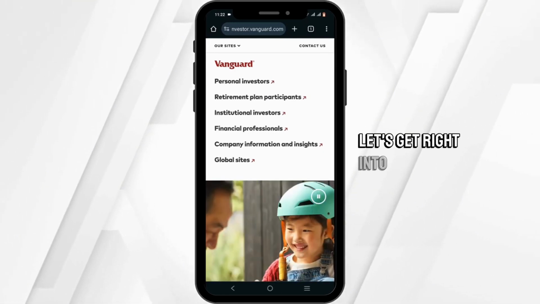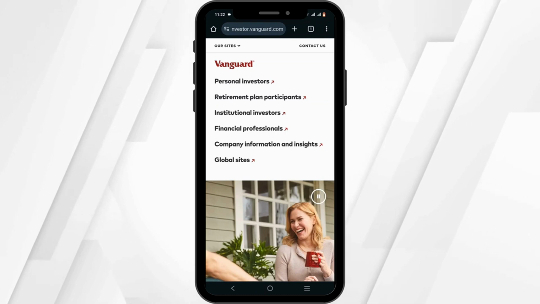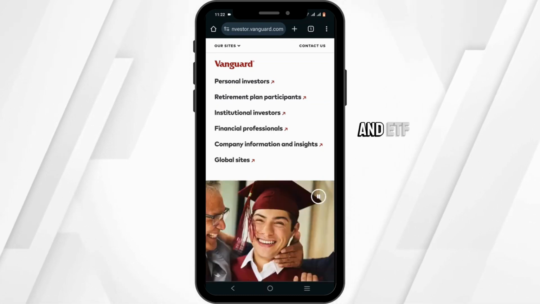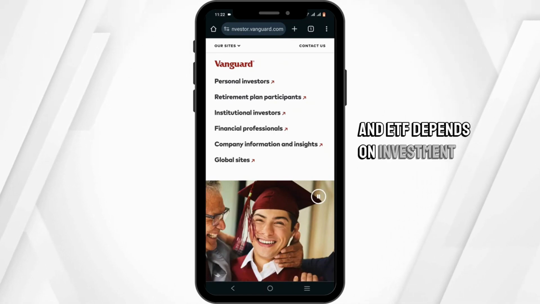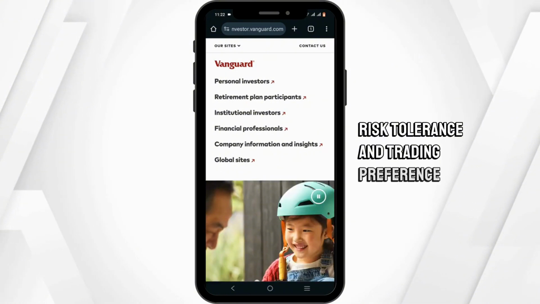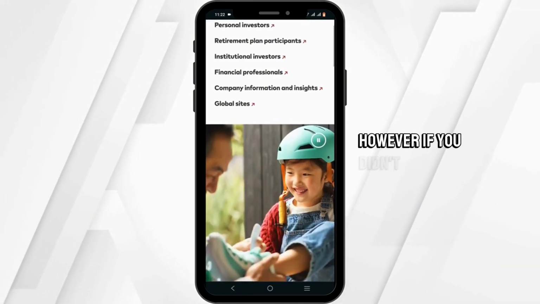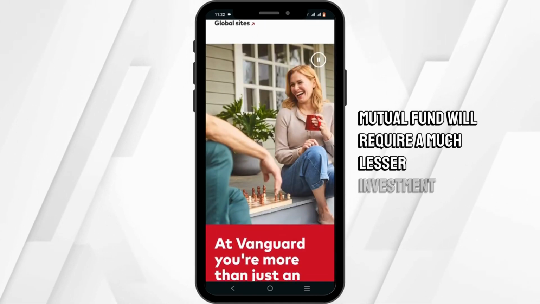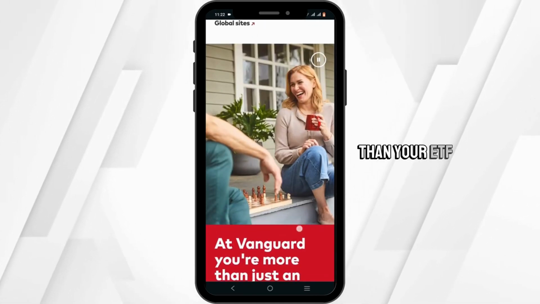Let's get right into this tutorial. Choosing between Vanguard mutual fund and ETF depends on your investment goals, risk tolerance and trading preference. However, if you didn't know, mutual fund will require a much lesser investment than your ETF.